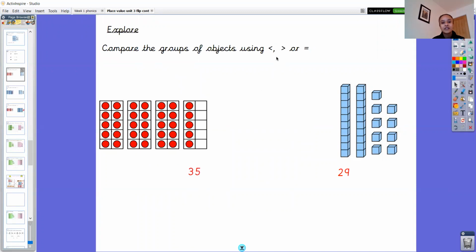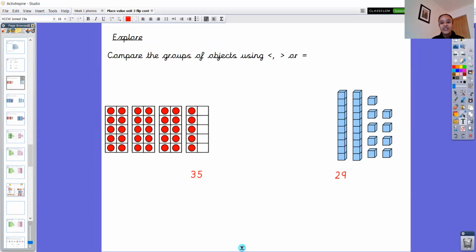So which symbol am I going to put in? I'm going to put less than, more than, or equal to. I'd like you to have a think. Good job. So I'm going to put the more than symbol in because the biggest number is 35. 35 is bigger than 29, isn't it? So the biggest part of the symbol goes towards the biggest number. And when we get the biggest part first, we know that is more than. So 35 is more than 29. Can you say that with me? Ready? 35 is more than 29.